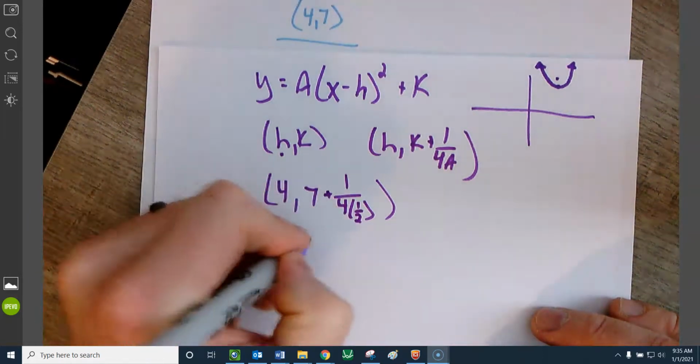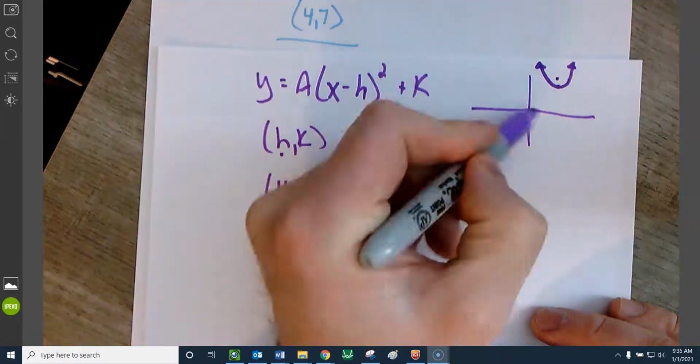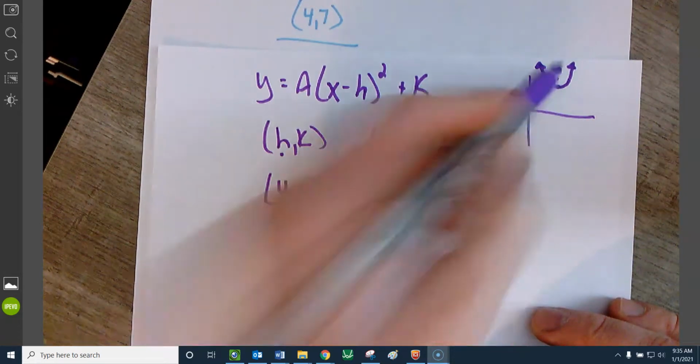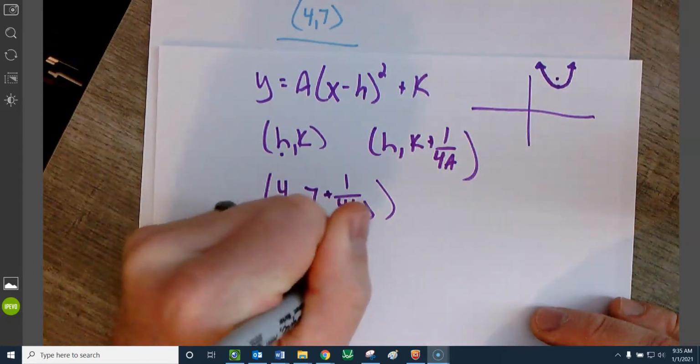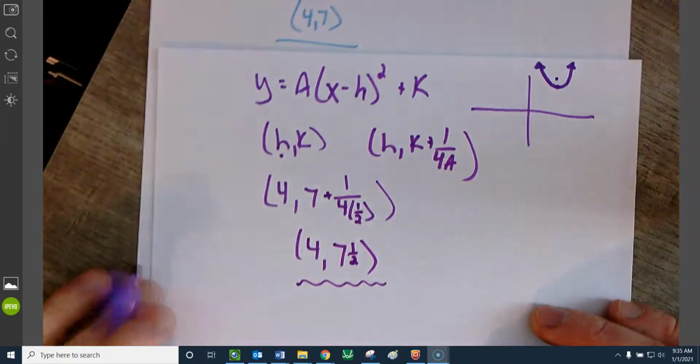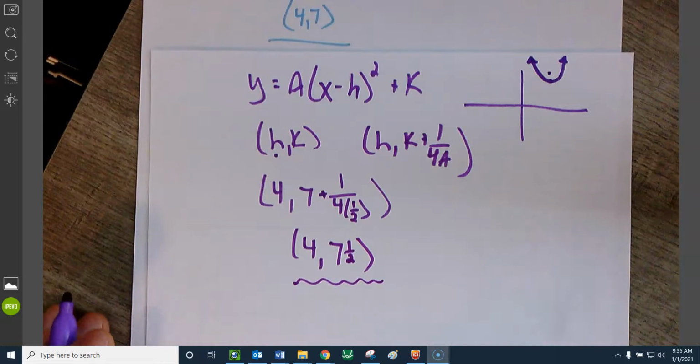So our focus will be at (4, 7.5). I'm still going to go over 4 to get there. And where I went up 7 to get to my vertex, I'm going to go up 7.5 to get to my focus. That's it. So we found our vertex, we found our focus. Moving on.